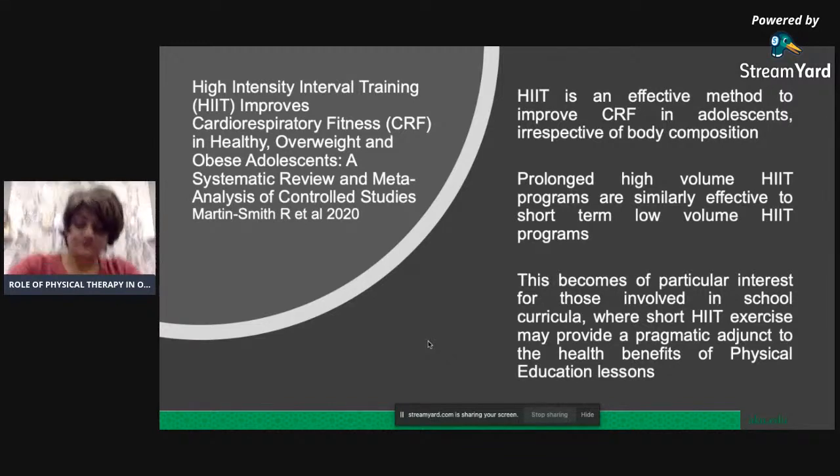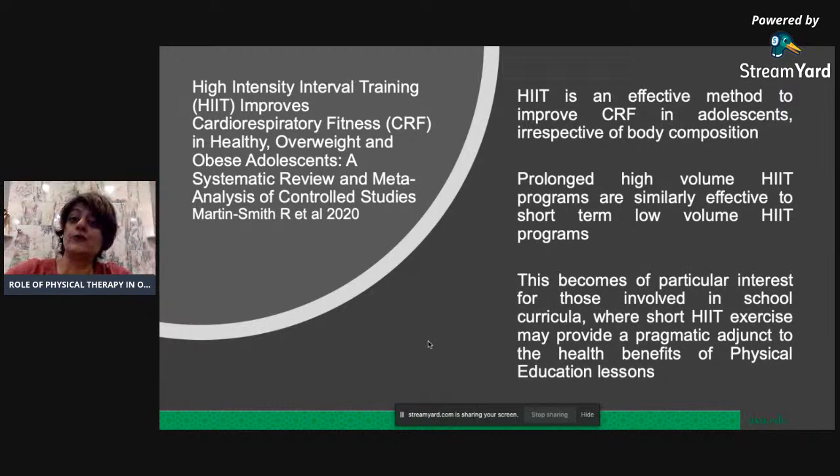And what they found was really cool. They found that in adolescents, okay, so these are kids that are teenagers, basically, right? High intensity interval training was effective and actually improved heart and lung function, regardless of whether the adolescent was obese, overweight, or healthy. Okay, so everybody benefited from this particular training protocol. Secondly, prolonged high volume, high intensity interval training programs are similarly effective to short term, low volume, high intensity interval training programs.